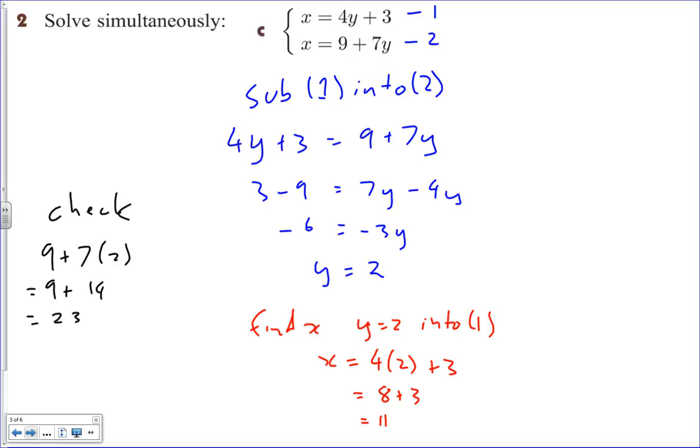So 4y plus 3 equals 9 plus 7y. So 3 take 9 is negative 6. Ah, there's my mistake. It's not negative 3, that's actually positive 3. So that's going to give me an answer there of negative 2. So I'm going to put a negative 2 in there, going to give a negative answer there. So negative 8 plus 3 gives us negative 5. So when we go over here, we're going to put in negative 5.